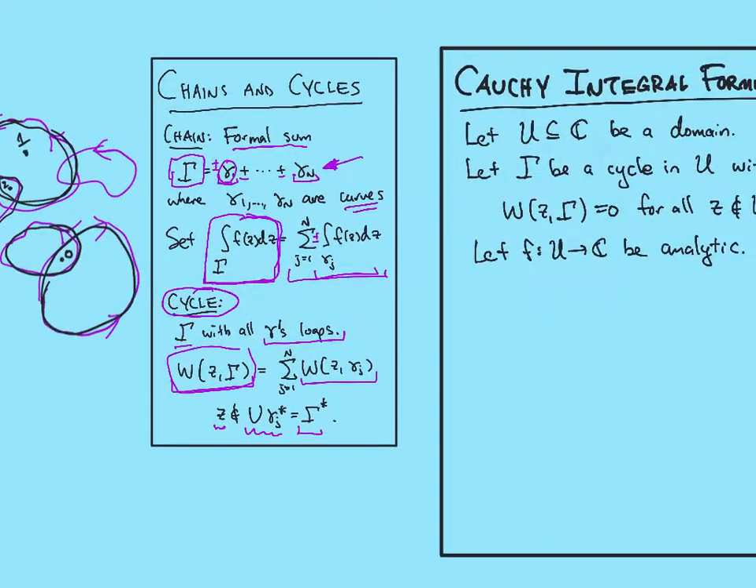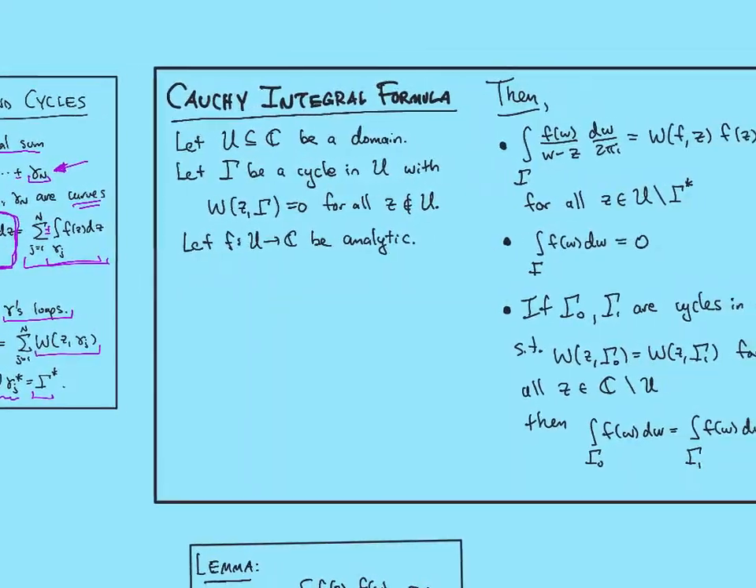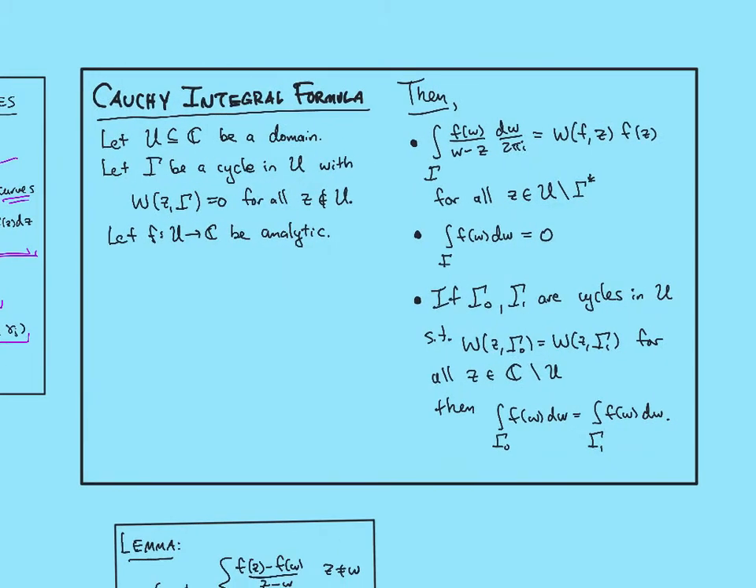All right, so here it is. It's very big. So this ultimate Cauchy integral formula will be stated as follows. Let U be a domain, and let capital gamma be a cycle. So again, just a formal sum of a bunch of loops. But you could also have multiple copies of the same loop, or you could have negative copies of the same loop.